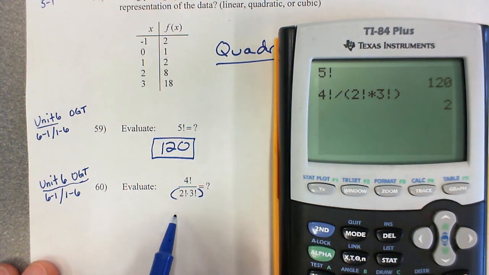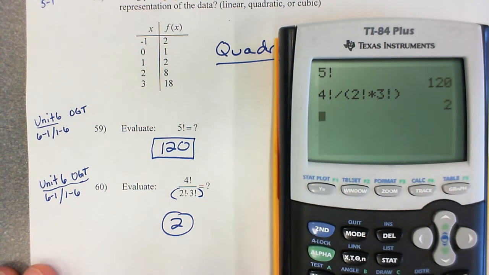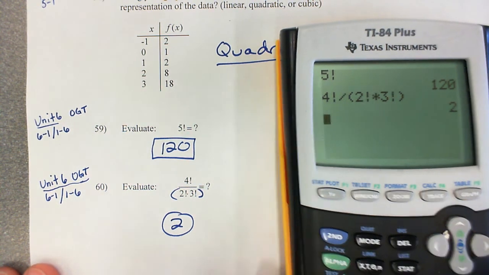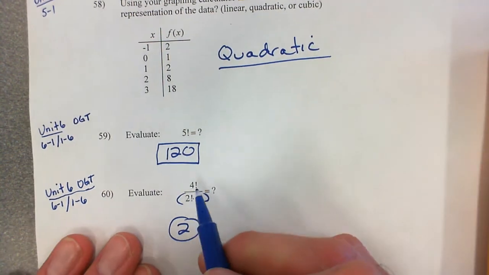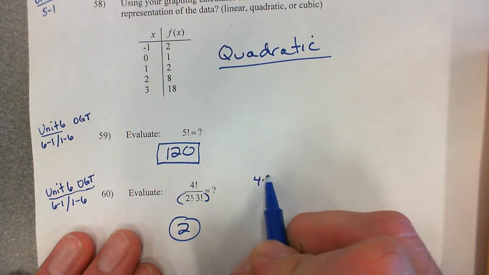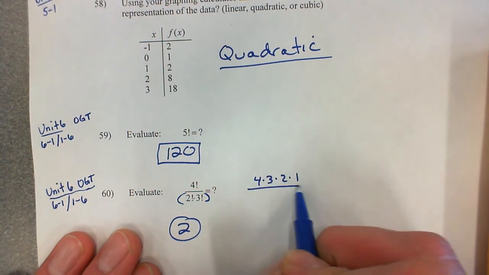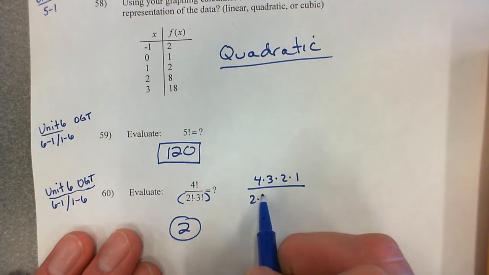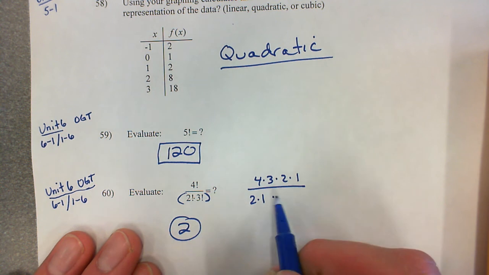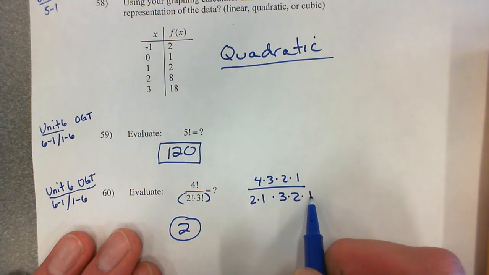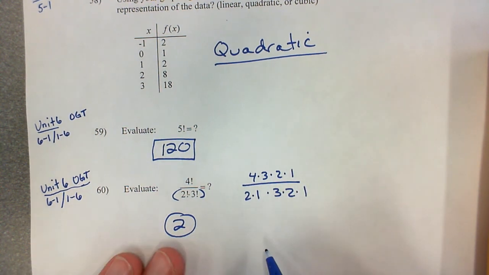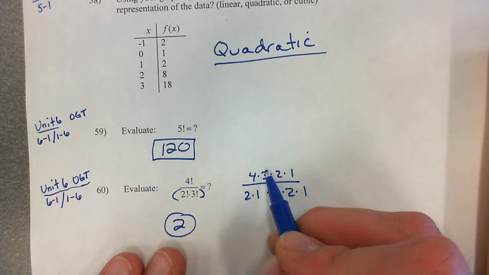Hit enter, and your answer here is 2. Okay. Now, we could have done this one without the calculator. 4 factorial is 4 times 3 times 2 times 1. 2 factorial is 2 times 1 times 3 factorial is 3 times 2 times 1. And we could have just gone through and canceled some common factors.